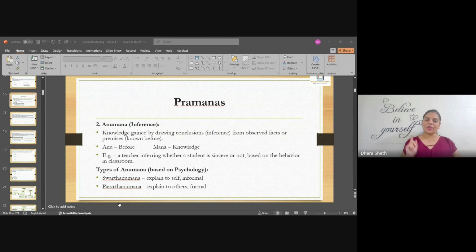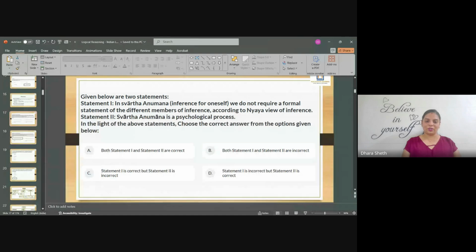Clear with the concept of Swarth Anuman and Pararth Anuman? Great. On a lighter note, I will not be eating ice cream. I will immediately get cough and cold. I wait for ice creams to come to room temperature and become liquid. I am really scared of ice creams.